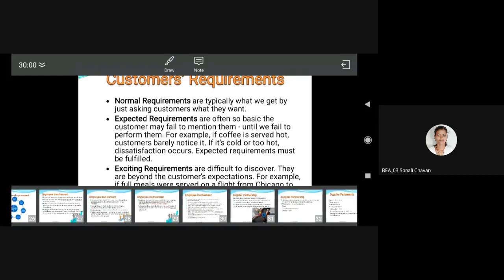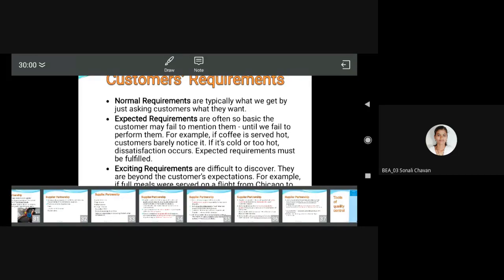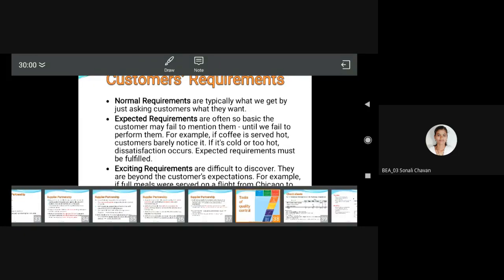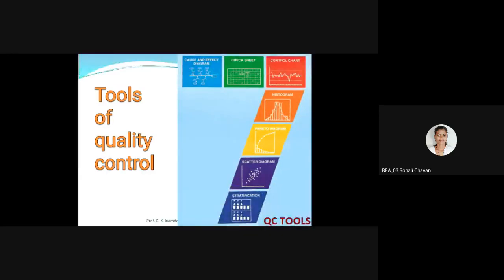Seven tools of quality control we already discussed, na. Let's see them briefly now. So these are the tools of quality control: cause and effect diagram, check sheet. So let's start with check sheet.